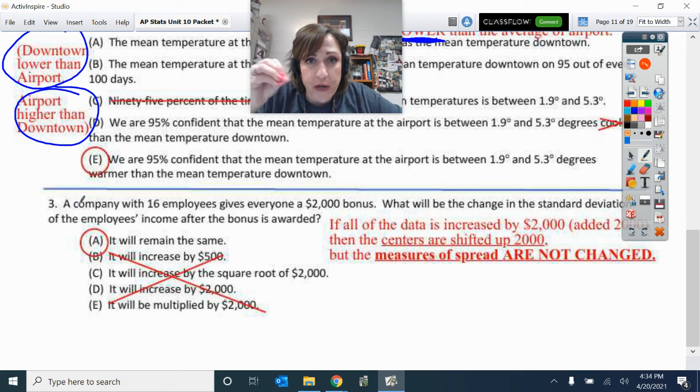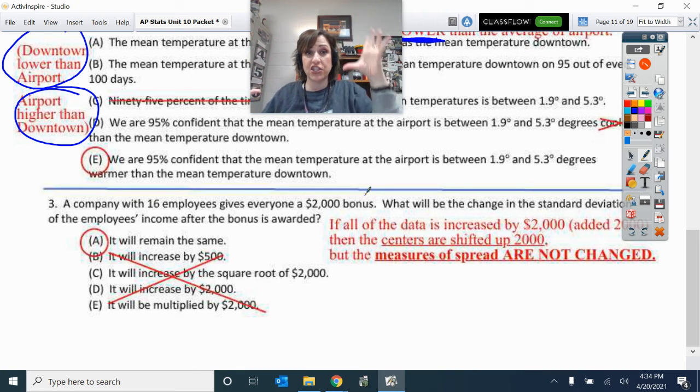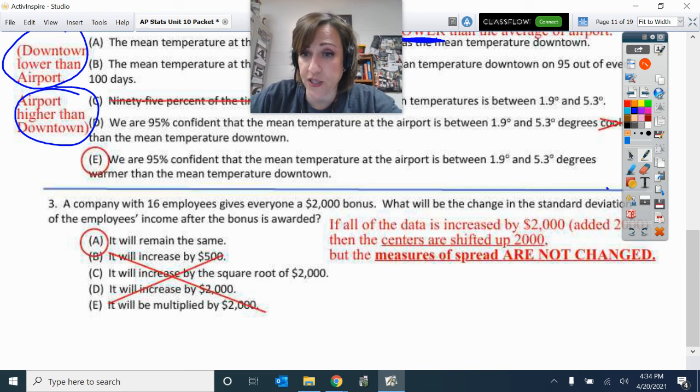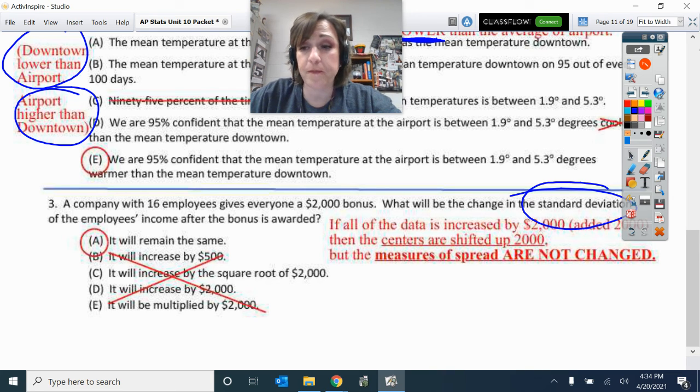Okay, and then our last one here. This is another transformation problem. This adding of 2,000 to all the pieces of data is a shift of $2,000 higher. So that will change the center, but it will not change the spread of the data. So the spreads are not changed. So what will happen to the standard deviation? It will remain the same.